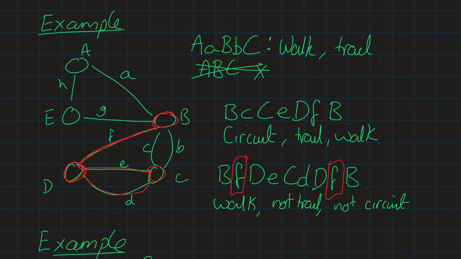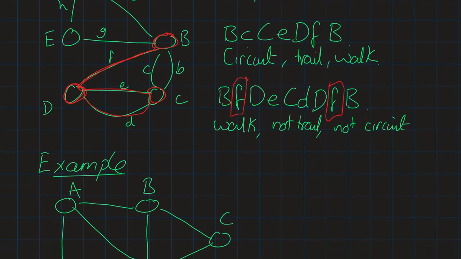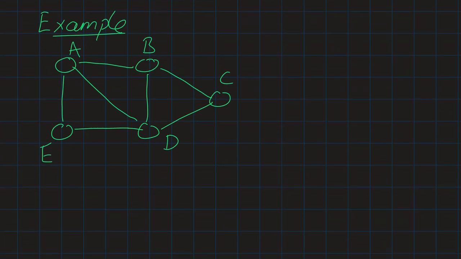I just want to do one more quick example, and this example is just to show you sometimes you can get away without labeling the edges. So in this graph here, you notice that it's not a multigraph.